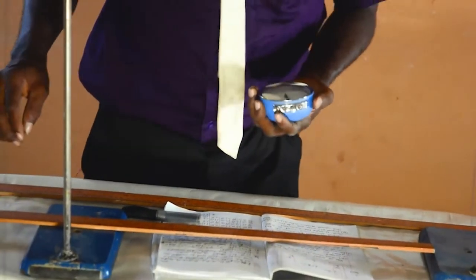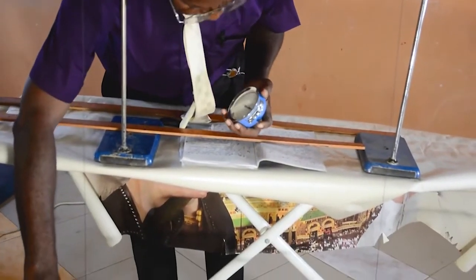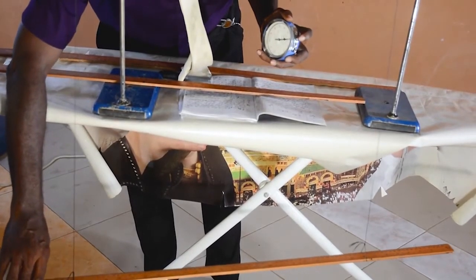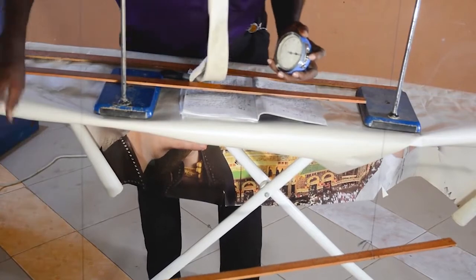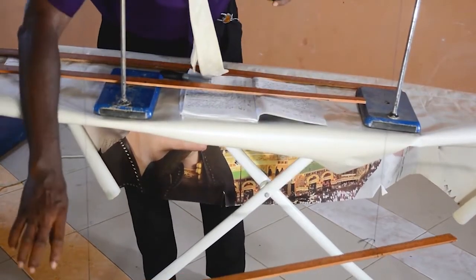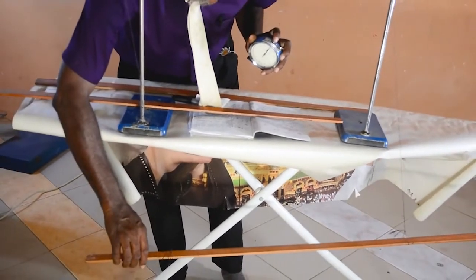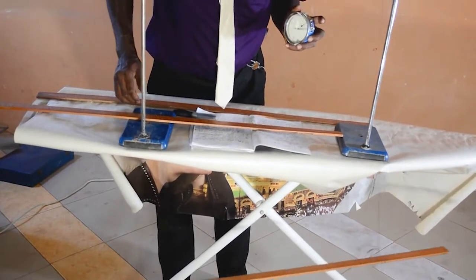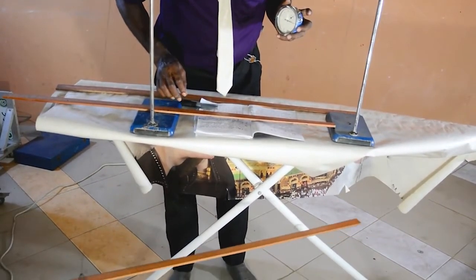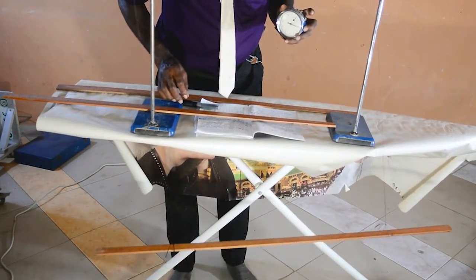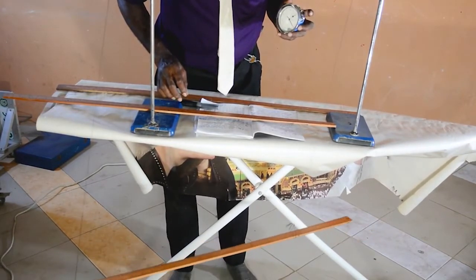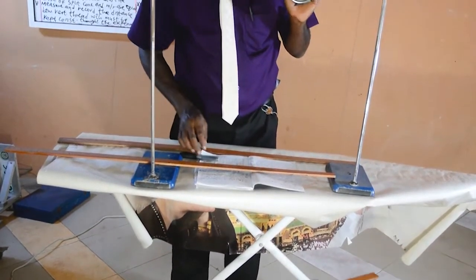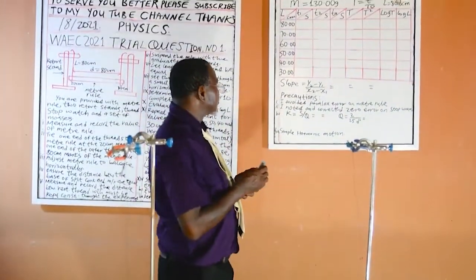Now, we want to start. As we displace the meter rule, at the same time we start the stopwatch. This is at 80 centimeter. This is at 20 centimeter. Now I want to start. 1, 2, 3, 4, 5, 6, 7, 8, 9, 10. This is 17 seconds.